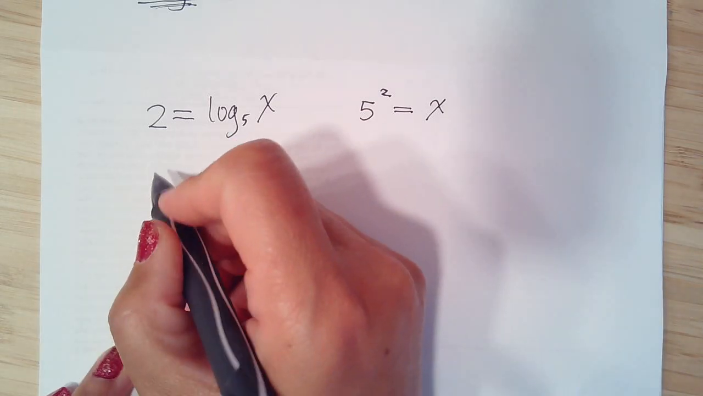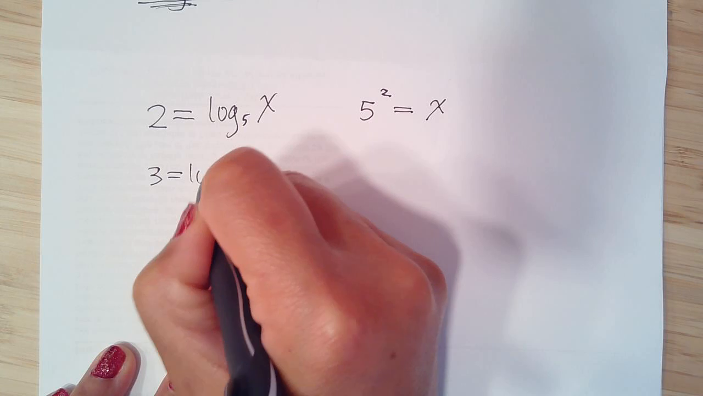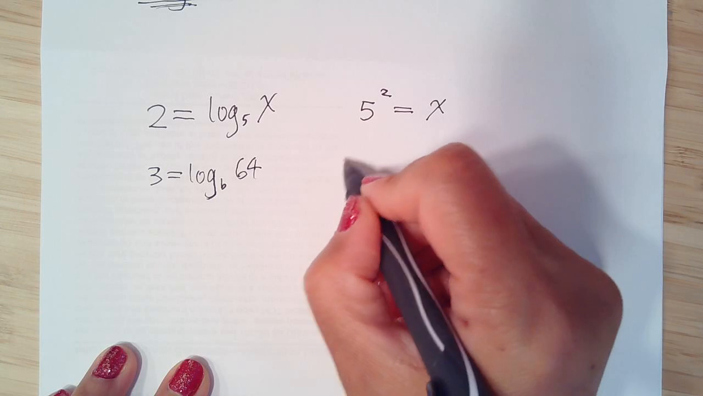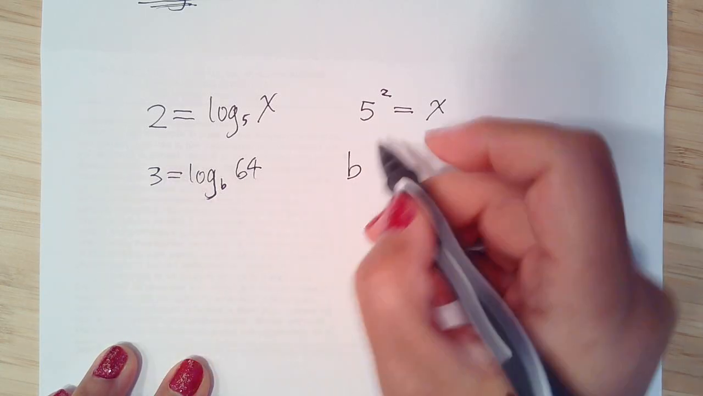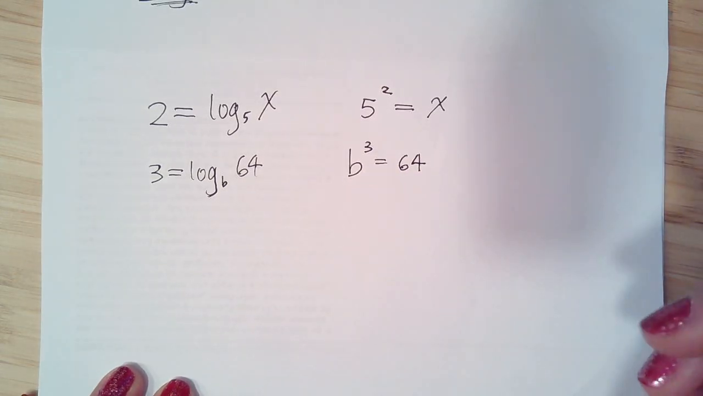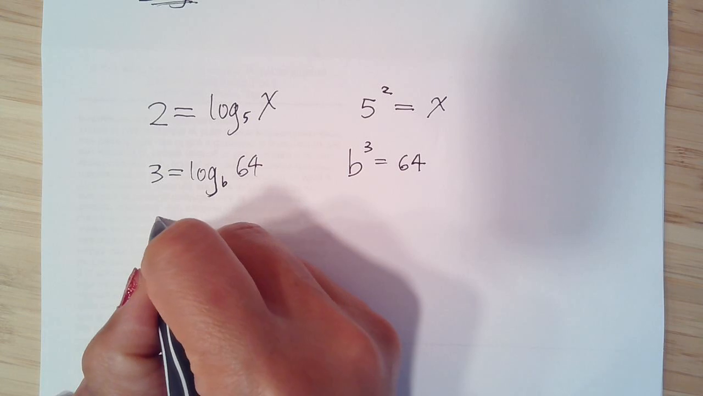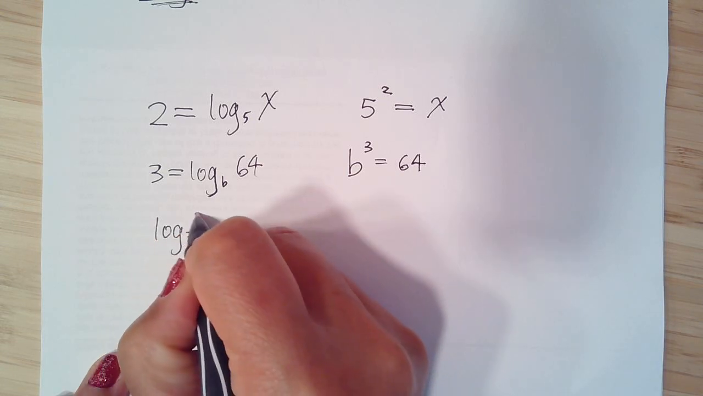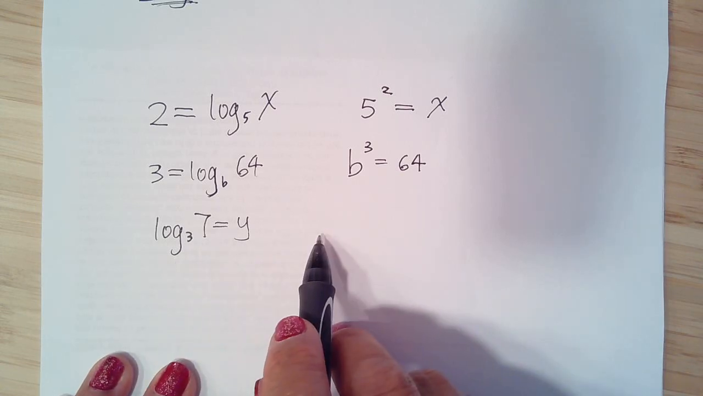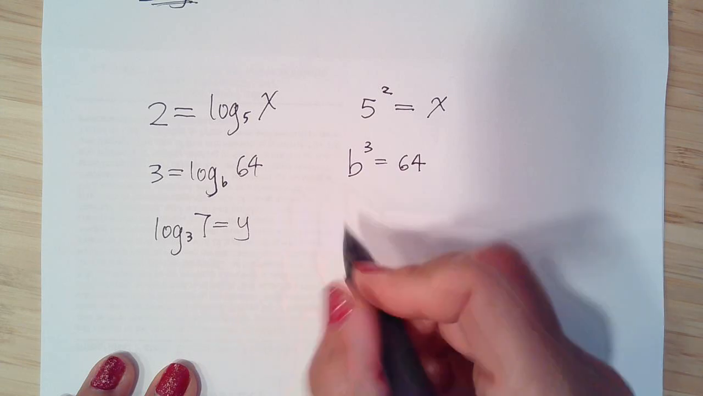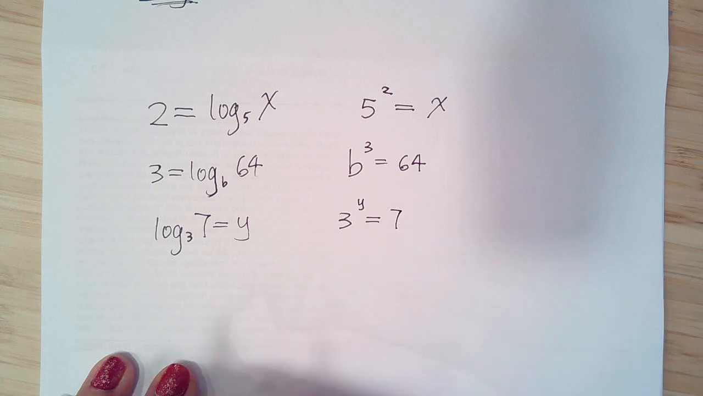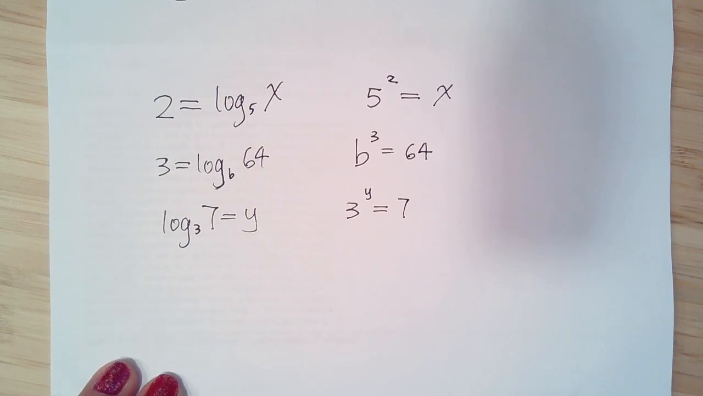One more. 3 equals log base b of 64. Rewrite. Base is always the base. Here's b to the 3rd power, which is 64. And we know b is 4, but I'm not asking you for that. The next one, I give you this: log base 3 of 7 equals y. This is the log form, so I ask you to write it in the exponential form. Base is always the base, and then I put a y: 3 to the y-th power equals 7. Is it good? Okay, next one.